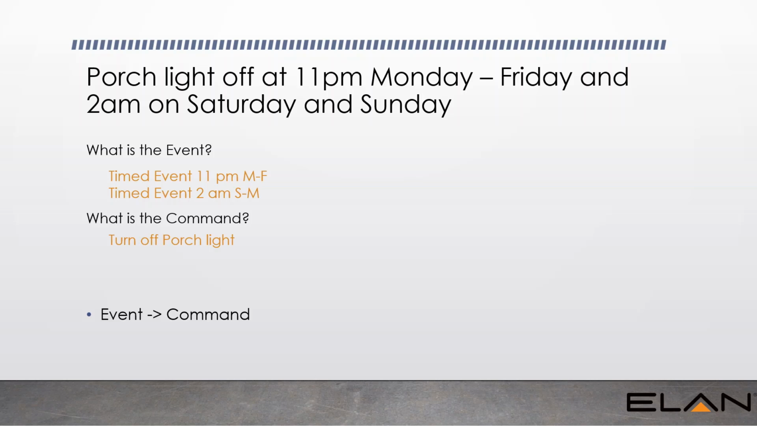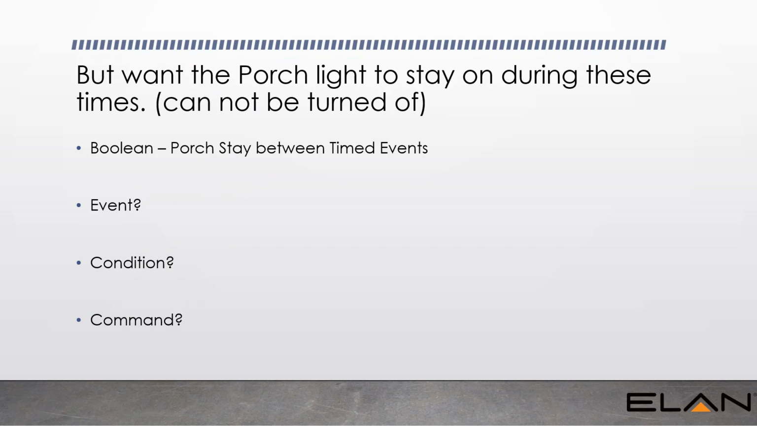Or another way of looking at it, timed event 11 p.m. or timed event 2 a.m. triggers turn off porch light. There's usually some questions about why we didn't do this in the scheduling under lighting. Well, the reason we're doing this as an event map, first of all, it's a great way of teaching event maps. Second, the client would like the light to stay on during this time period.